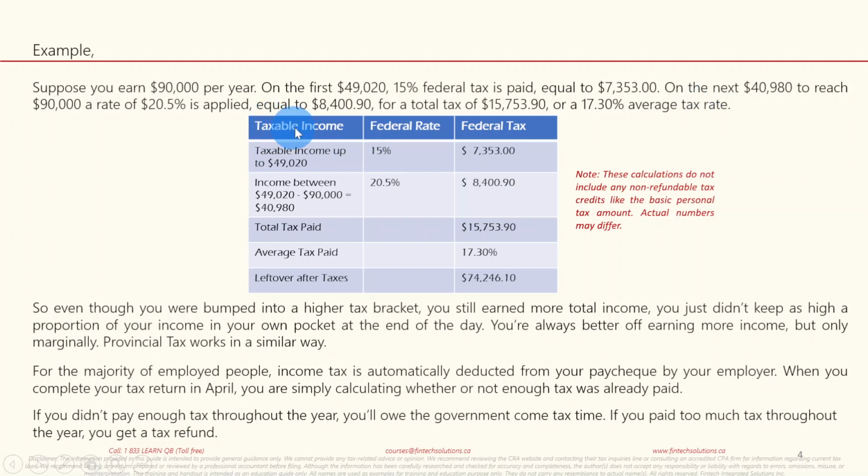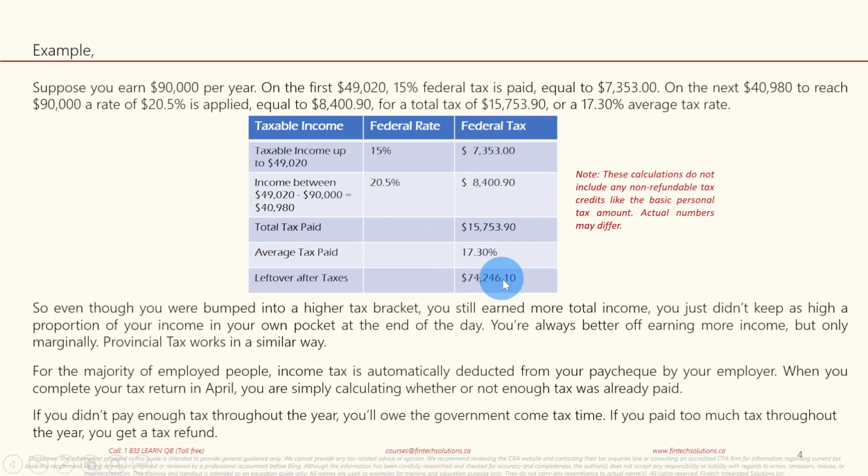So here's a table which shows taxable income, federal rate, and federal tax. First of all, the first tax bracket is up to 49,020 at 15%. That's your tax, 7,353. And then the second tax bracket, the difference is 40,980. The 40,980 will be at 20.5%, that is $8,400.90. Your total tax is going to be $15,753.90.